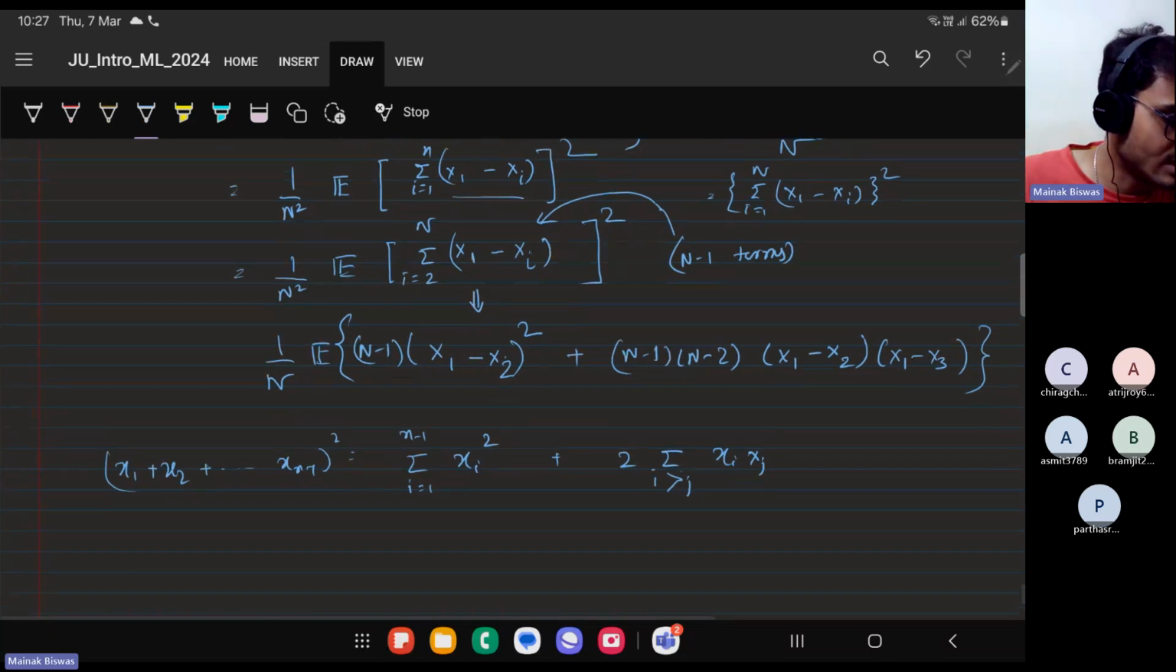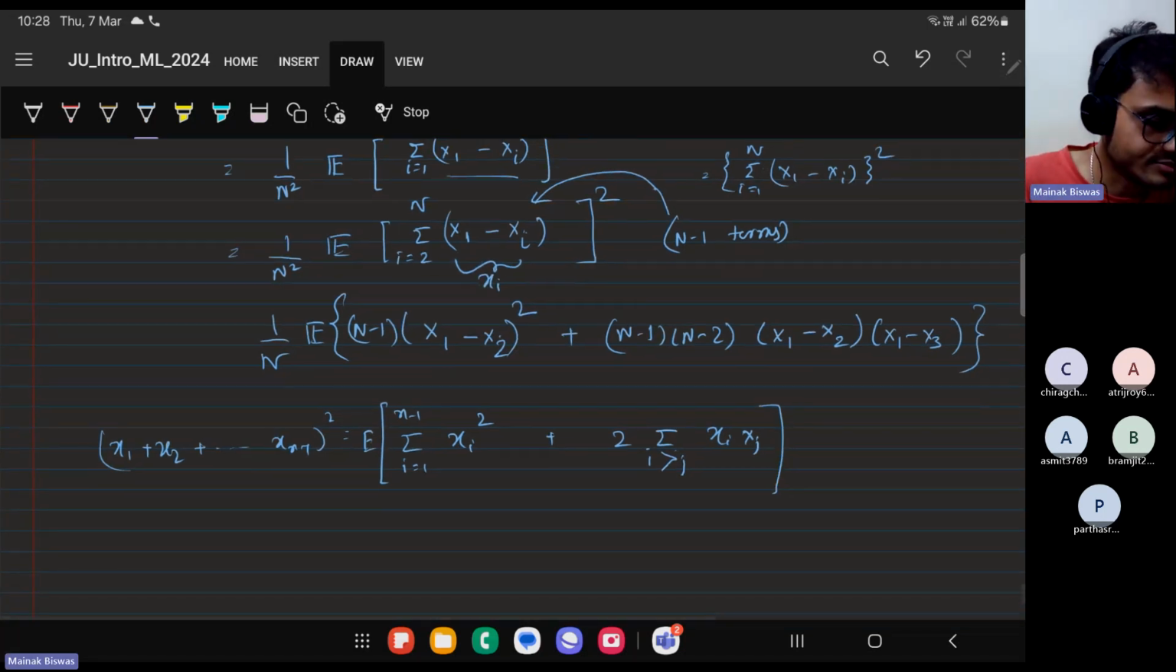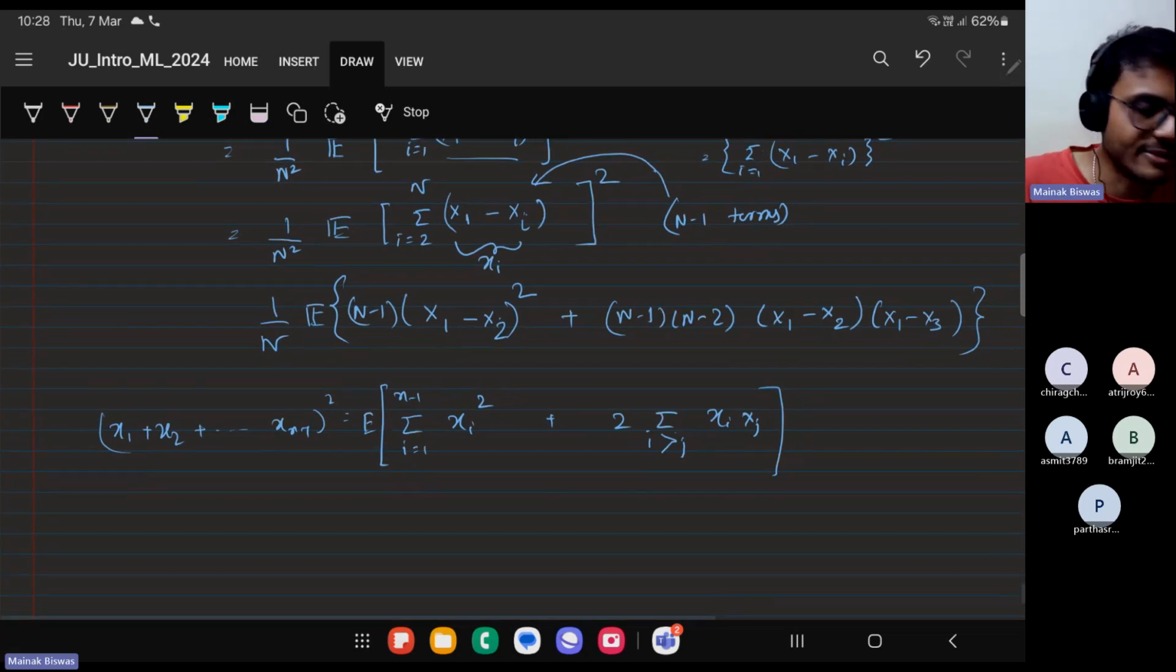And now tell me, why is this? If I take expectation, I should have written a step like this in between. If I take expectation, what will happen? I am representing each of these as small xi. If I take expectation, what will happen by IID?